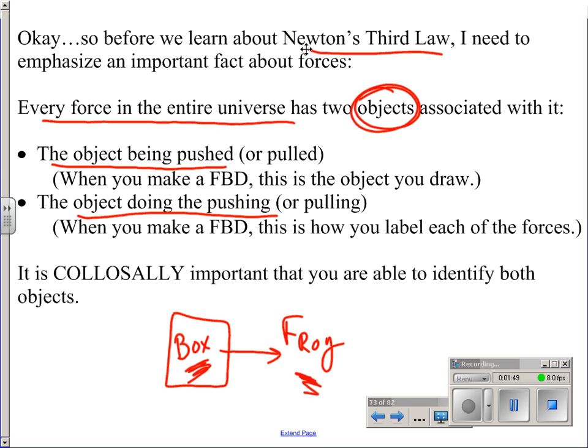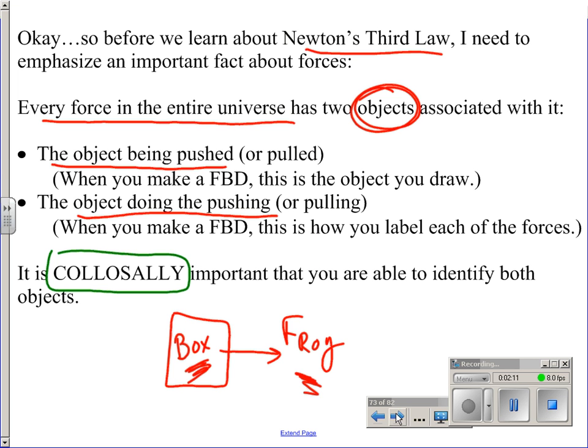Okay? It is tremendously, super, mega, colossally, galactically important that you are able to identify both objects, okay? And I'll be honest with you, in most cases, it's super easy, right? Like in this case, Roy pushes a box. Well, duh, the two objects are Roy and the box, right? But sometimes it's not so clear, all right?